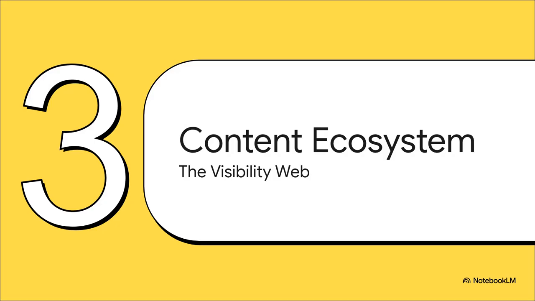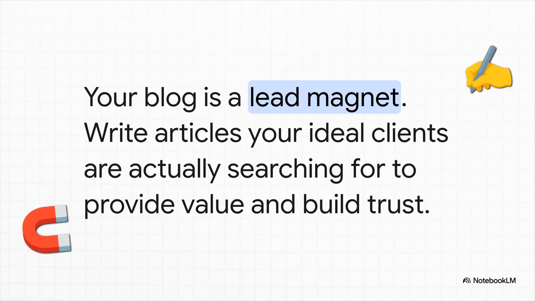Okay, so you've got your foundation on Adobe locked down, and you have your central hub, your website. Now it's time to build the roads that actually lead to it. We need to create a whole content ecosystem, what I call a visibility web, that drives traffic and builds authority. Your blog is the engine for this entire system. It's your lead magnet. But I don't mean just posting photos. You need to write articles that your ideal clients are already searching for. You gotta think like them.